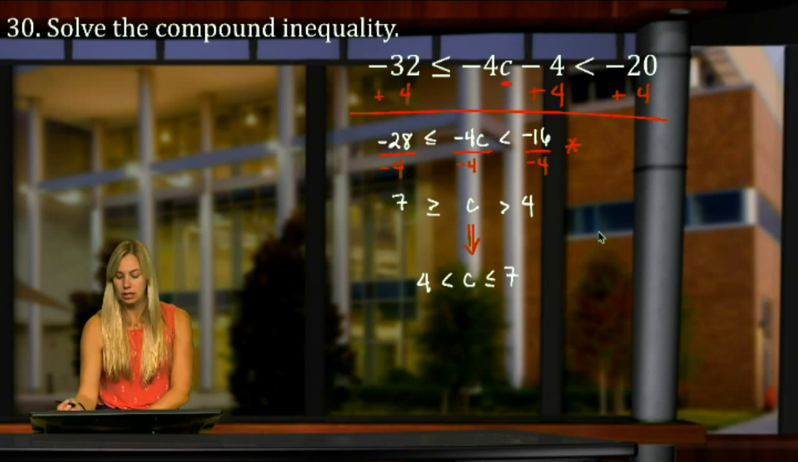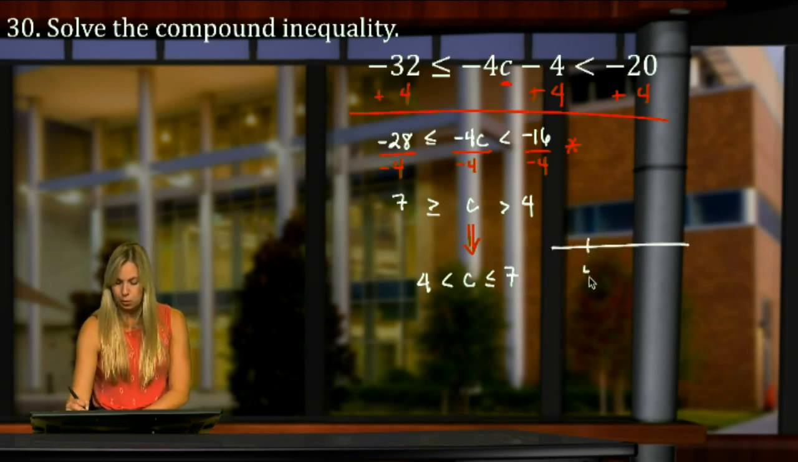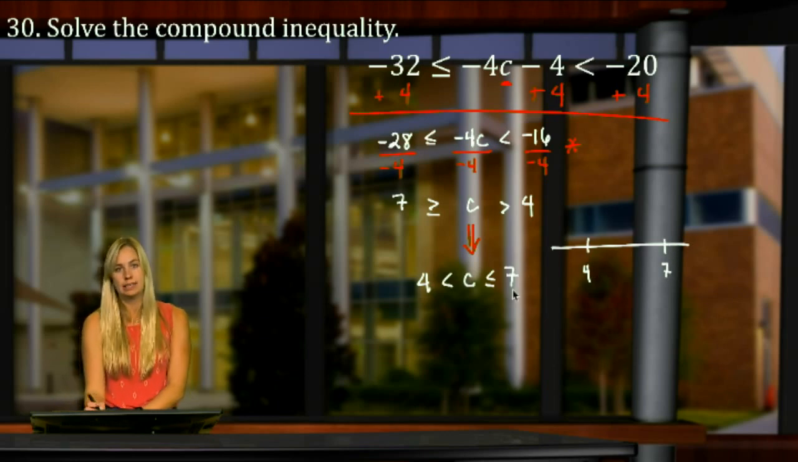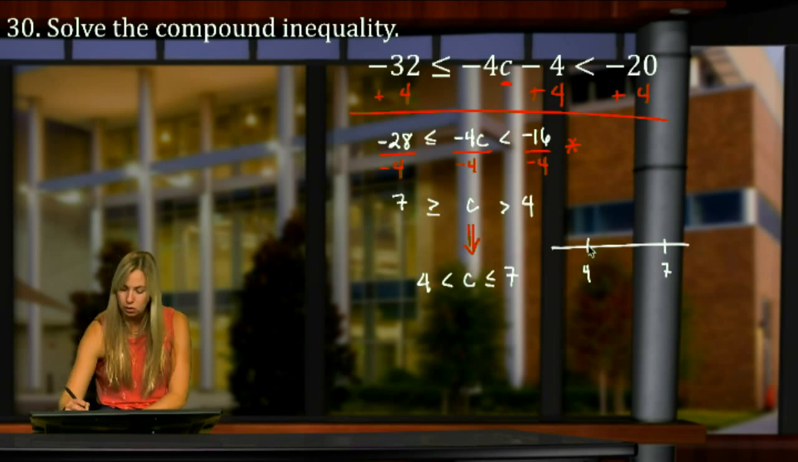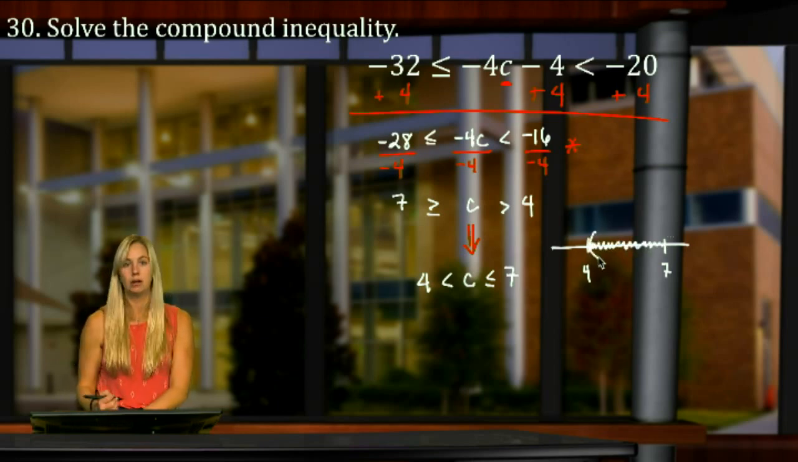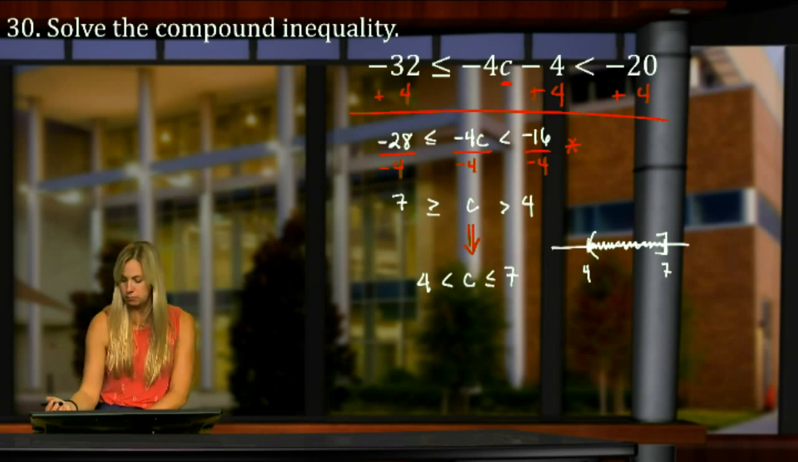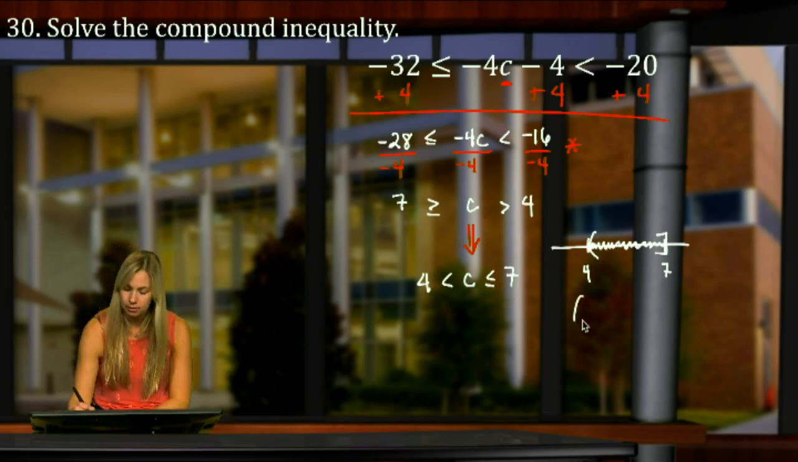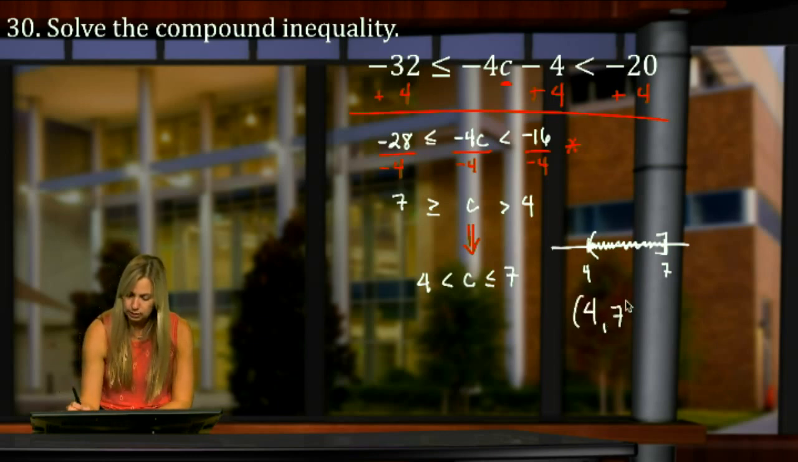To write this in interval notation, we're going to start by graphing. Here's 4 and here's 7. And this inequality says that c is between 4 and 7. So we're looking at the values between them. We are not including positive 4, but we are including 7. So we use a parenthesis when we're not including that value. We use a bracket when we are including that value. And then to write the interval, we basically just pull this right off the number line. 4 to 7.